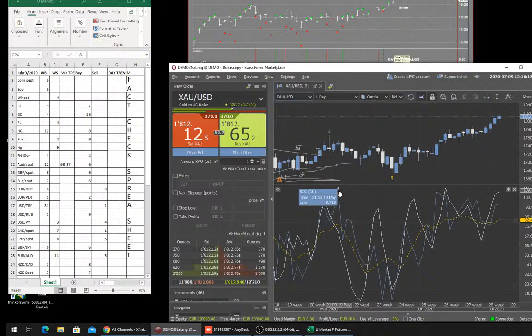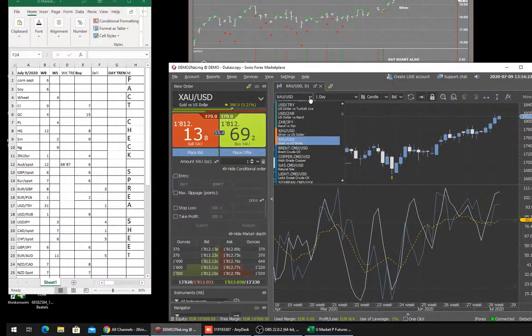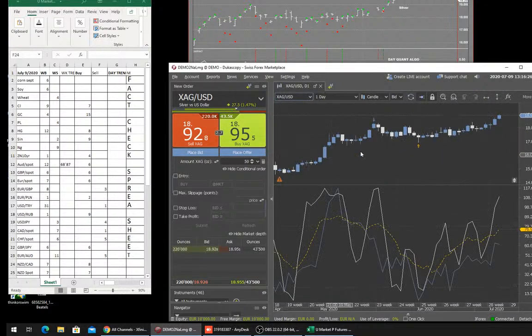Interesting. All right, what else do we got going on here? So that is the metals market, and you can see silver is just marching solidly in one good direction.